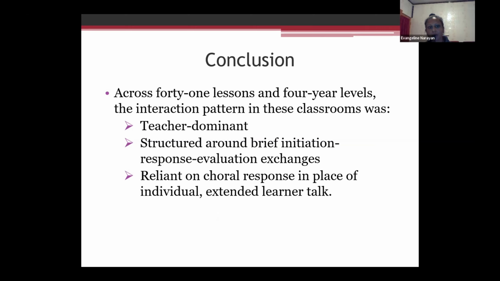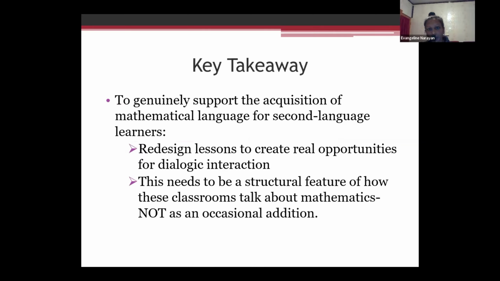So in conclusion, across 41 lessons and 4 year levels, the interaction pattern in these classrooms was teacher dominant, structured around brief initiation, response, and evaluation exchanges. It was reliant on choral responses in place of individual extended learner talk. So one key takeaway from this study is that to genuinely support the acquisition of mathematical language for second language learners, teachers need to redesign lessons to create real opportunities for dialogic interaction. This needs to be a structural feature of how these classrooms talk about mathematics and not an occasional addition. Thank you.